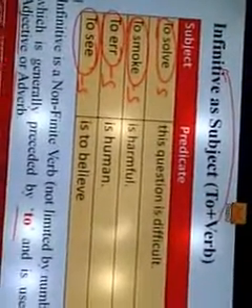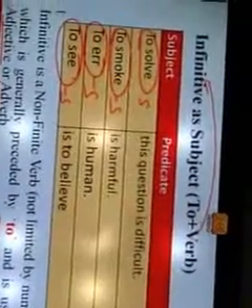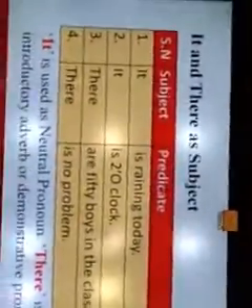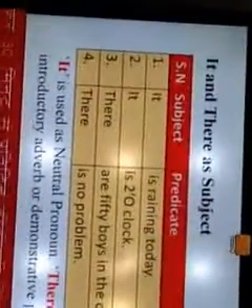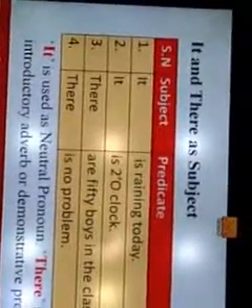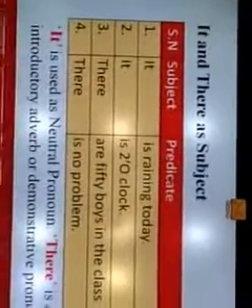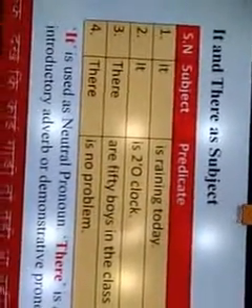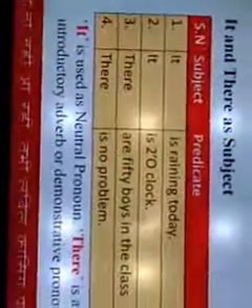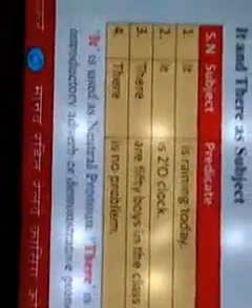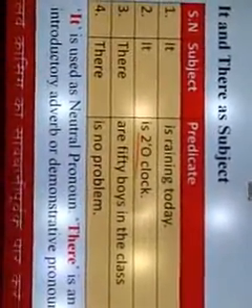This way we have seen gerund and infinitive can be used as subject. It and there as subject. It and there can also be used as subject. Read these examples. It is raining today. It is 2 o'clock. It is generally used to show weather condition. It is very hot today. It was very cold yesterday. And it is also used to tell the time. It is 2 o'clock, it is 4 o'clock.